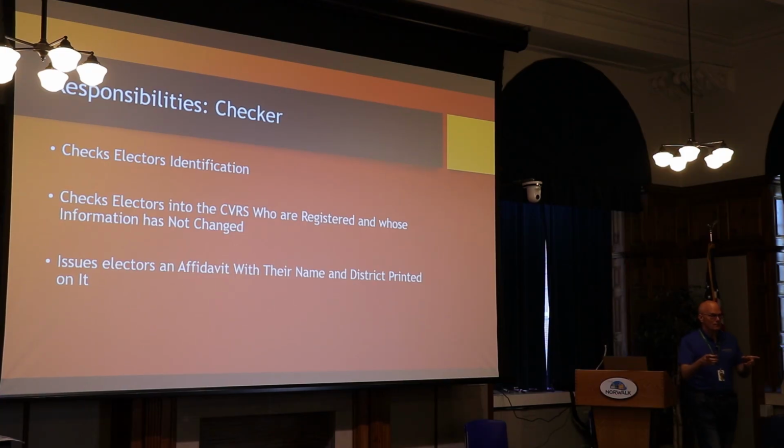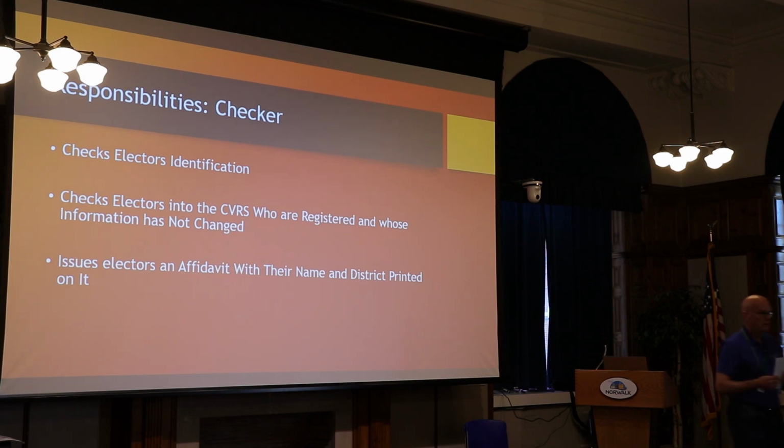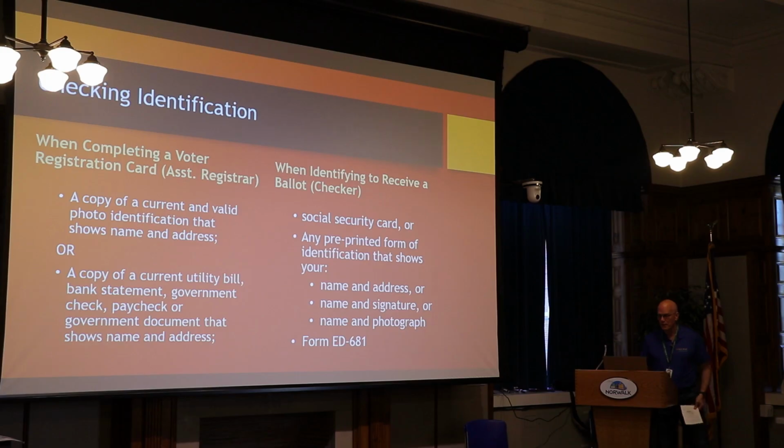Once we've checked them in, we're going to go through the process of registering their ballot in the CVRS, which is the state system, and I'll walk through that in a second. And we're going to print a little label, put it on the affidavit, and hand it to the elector to sign. So that's what the checker does in a nutshell.